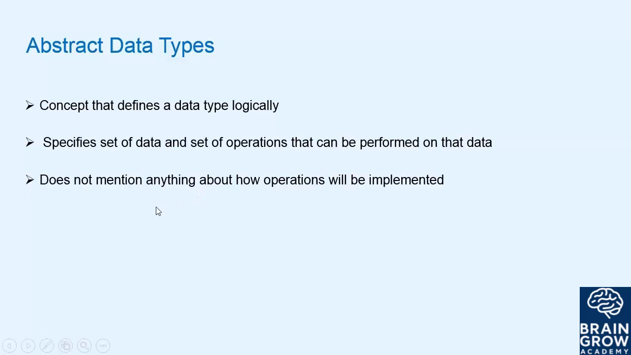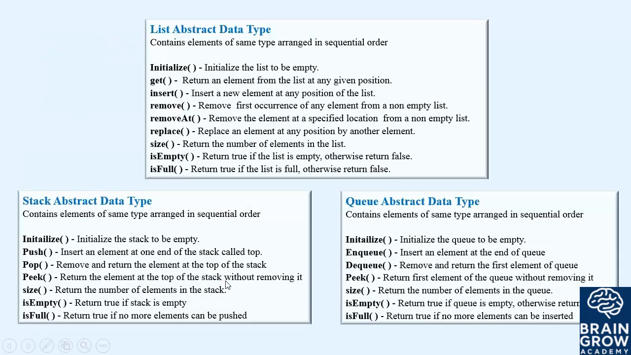So basically, it does not specify how the data will be organized in memory and what algorithms will be used for implementing the operations. The dictionary meaning of abstract is existing as an idea but not having a physical existence. So this abstract data type is only a concept or a theoretical model that gives us an implementation independent view of a data type. Now let's see specifications of some abstract data types.